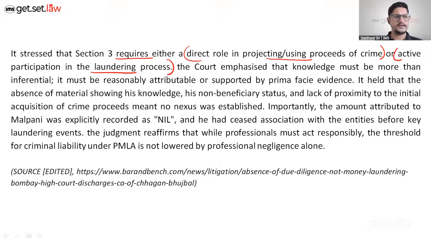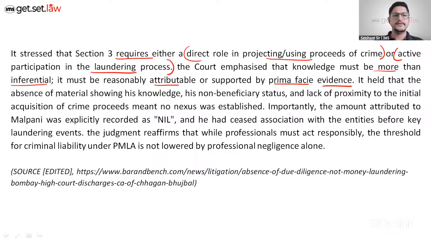Okay. The court emphasized that knowledge must be more than inferential. It must be reasonably attributable. That means if you say that you have knowledge of that particular crime, it can't be proven until and unless there is something concrete. Okay. Or you should have something concrete, prima facie evidence.